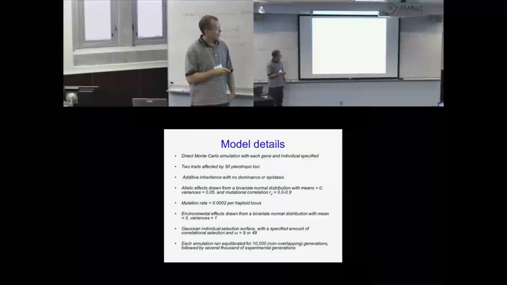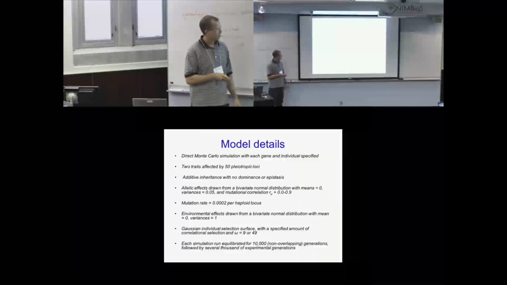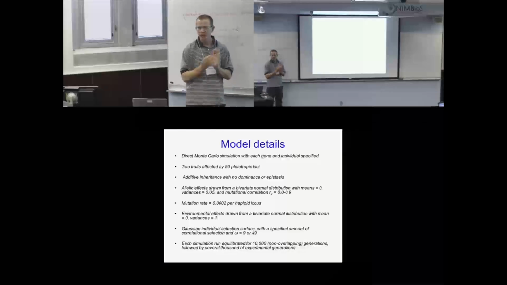All right, we assume an individual selection surface that's also shaped like a normal distribution, and we usually use strengths of selection of 9 or 49. I'll tell you what omega means in a minute. Each simulation run has a period, normally about 10,000 generations, during which the simulation reaches a quasi-equilibrium between mutation, genetic drift, and selection. And then after that, we have experimental generations where we keep track of the variables that we're interested in. Okay?